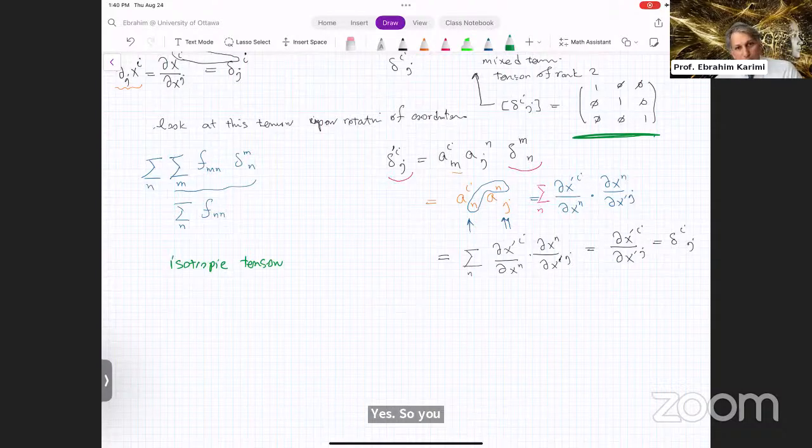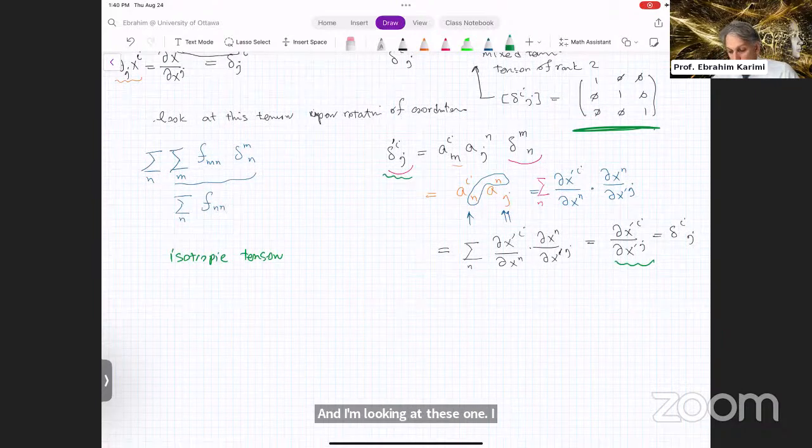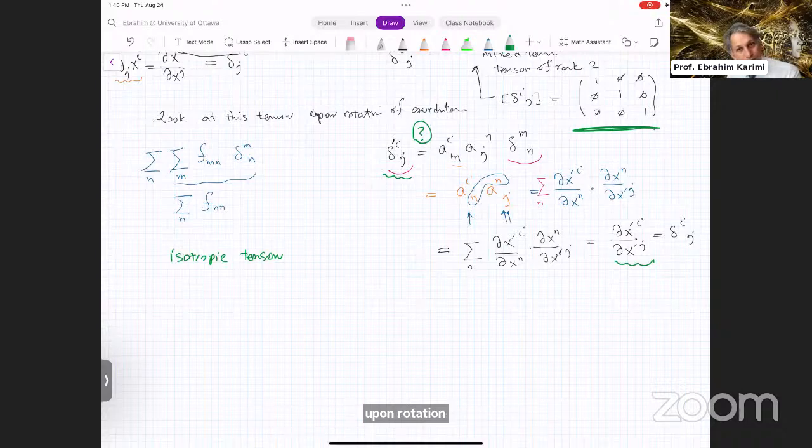There is a prime where I don't see the prime. The prime appears only here, and I'm looking at this one. I say what is happening upon the rotation, and that was the question. I say what is happening with the delta prime ij, what is happening with the component of the delta ij upon rotation. Yes, Amir Hossein, we call it isotropic. Perfect.